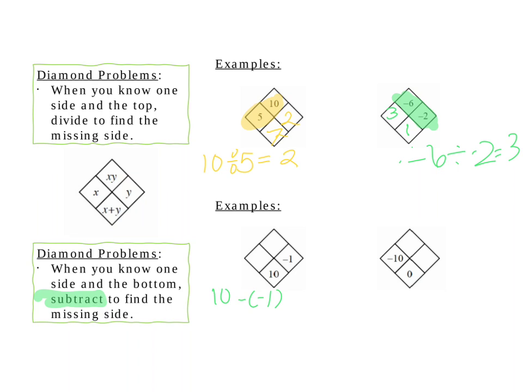When I have two minus signs together, what does that make it? If you said plus, you are correct. 10 minus negative 1 is 11. 11 goes here. What's 11 times negative 1?